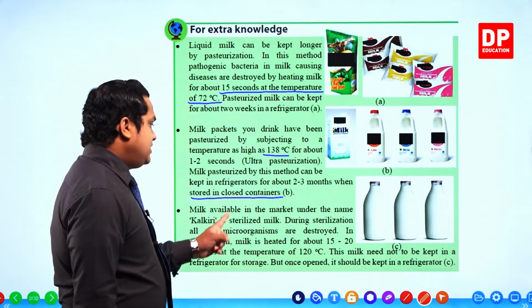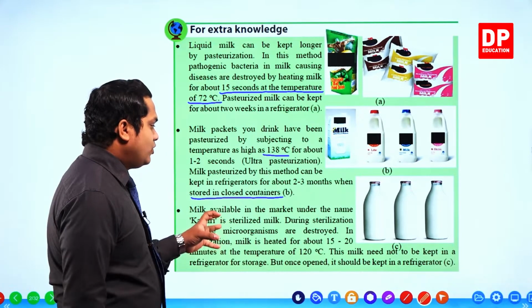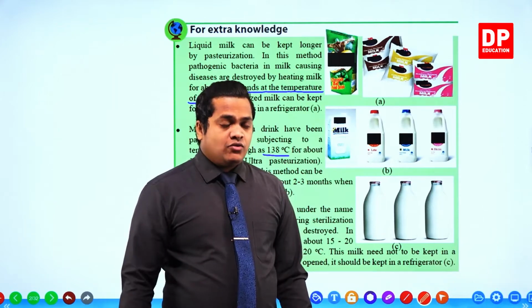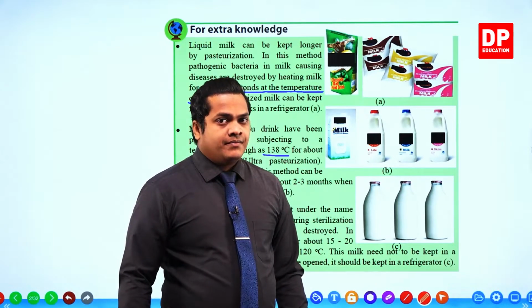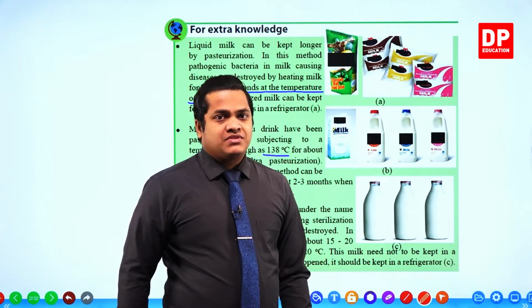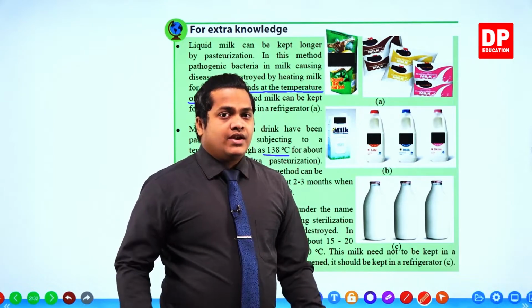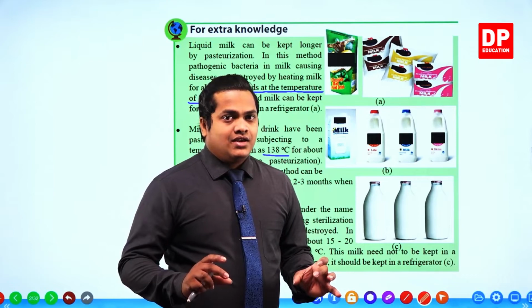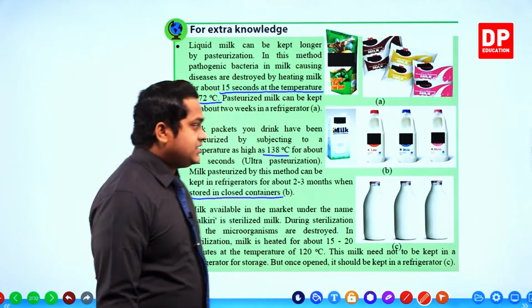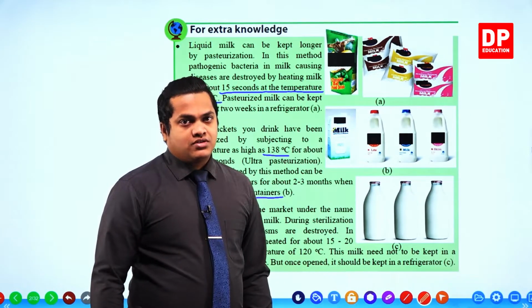Here, my dear children, this is sterilized milk. You heat the milk for about 15 to 20 minutes at a temperature of 120 degrees. It does not need to be kept in a refrigerator if it is not opened, but when you open it, definitely you have to keep it in a refrigerator. Here, all the microorganisms contained within the food item will die, because in this process we are heating it for a greater time period and at a greater temperature. So this is about the milk that we consume in our day-to-day life, the milk packets and Kalkiri bottles.